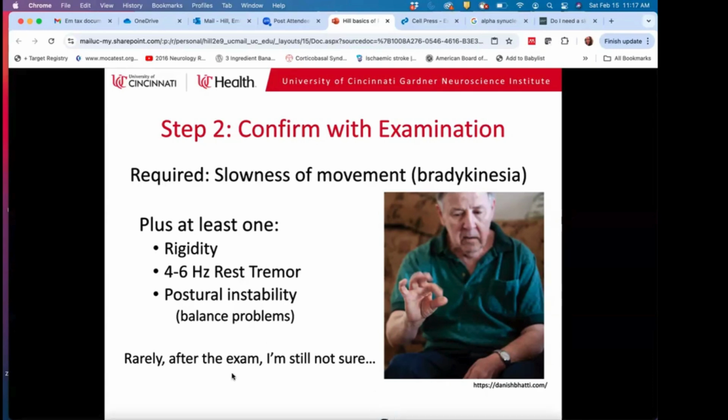So usually after the history and examination, I can give the diagnosis. They found that when experts, so people with training in movement disorders, do the history and examination, that's very accurate with what we see under the microscope. It's like in the 90% accuracy. So that's why I don't usually need any more testing, because they've shown that when you see these symptoms and examination findings, it's Parkinson's. But rarely after the exam, I'm not 100% sure.